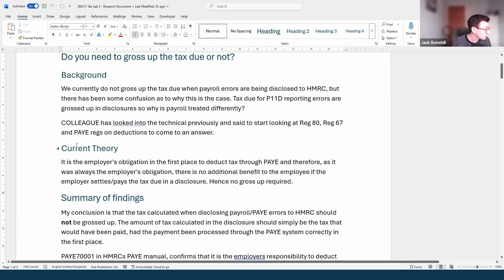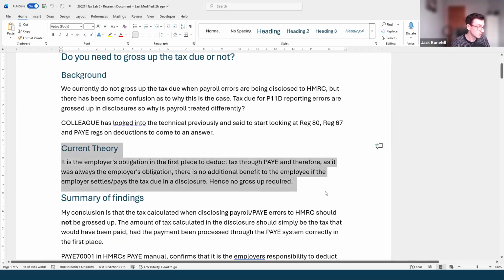We've then got there what they're calling their current theory. So what have they put here then? So they've said that it is the employer's obligation in the first place to deduct tax through pay as you earn, and therefore, as it was always the employer's obligation, there is no additional benefit to the employee if the employer settles the tax due in the disclosure, hence no gross up required. Okay. So I think what they're basically saying here is this is their working theory. Like this is what they're checking to see whether this is right or wrong.